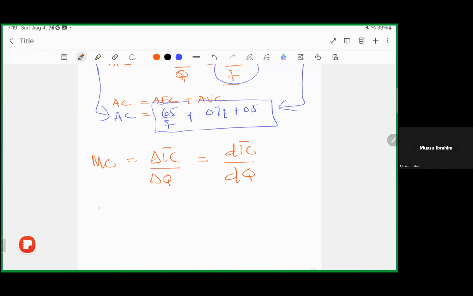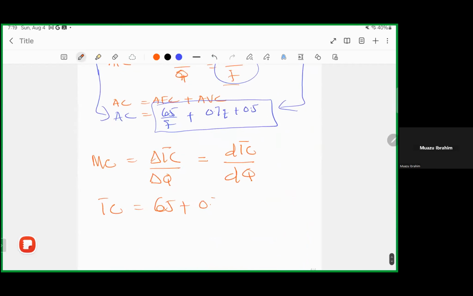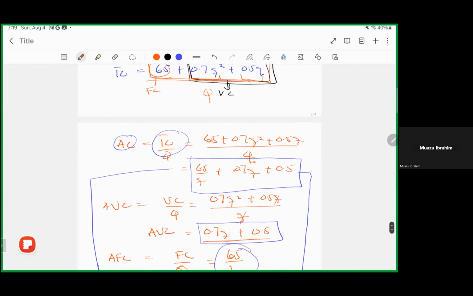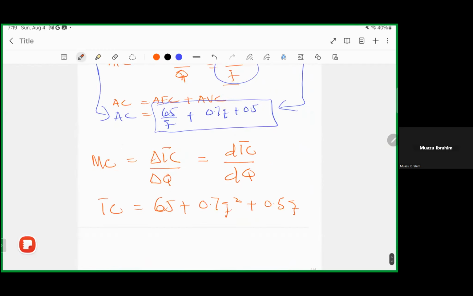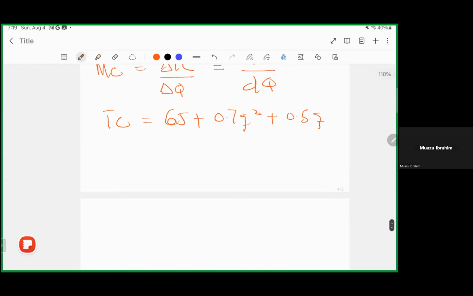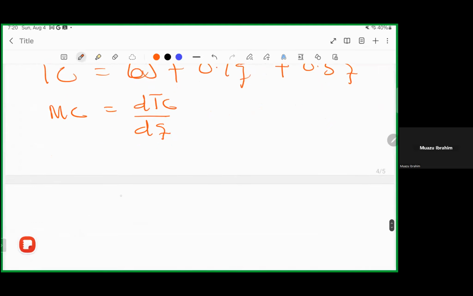So if we have our total cost, remember we had the total cost as 65 plus 0.7Q squared plus 0.5Q. Our marginal cost in this case would be what? Change in total cost all over change in what? Quantity.